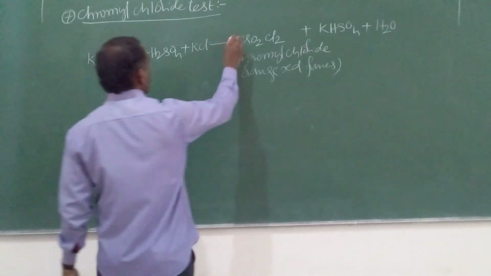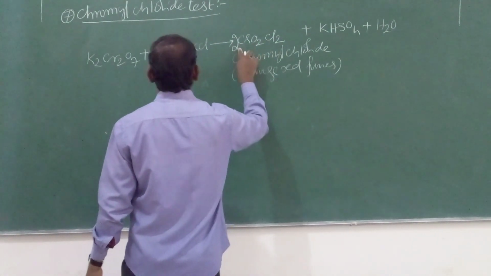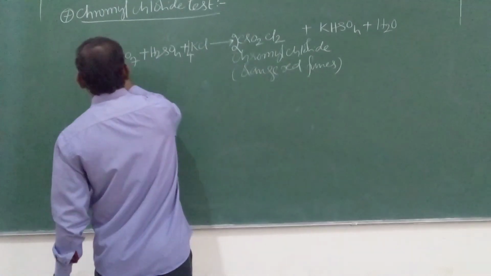Otherwise, 2 chromiums multiplied by 2, 2 into 2, 4 chlorines, 4 plus 2, 6.